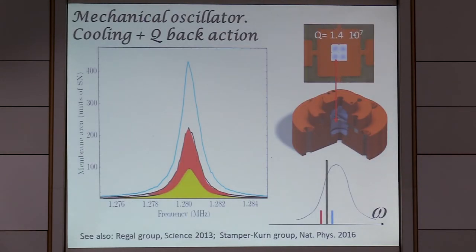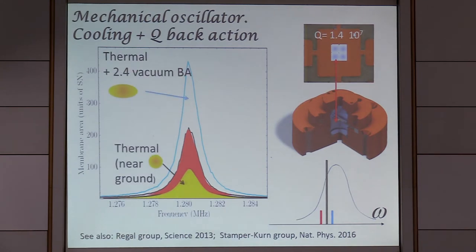The same thing we observe for the mechanical oscillator. Here, the yellow thing is the quantum noise of just maybe 2.5 thermal quanta. We're also very close to the ground state. And the red area is the quantum back action of light. So for those two systems, we can observe the quantum back action of light.